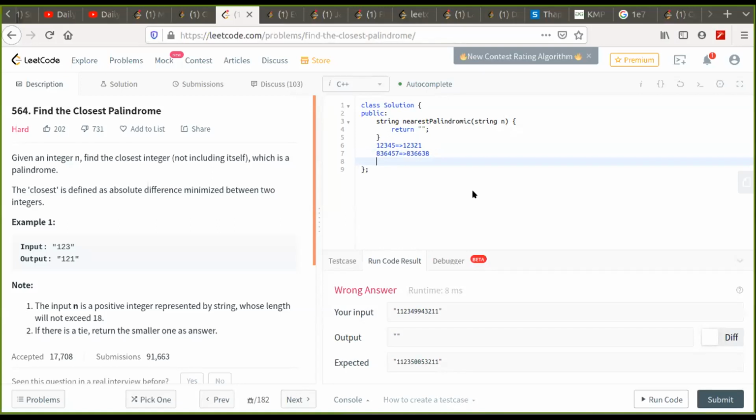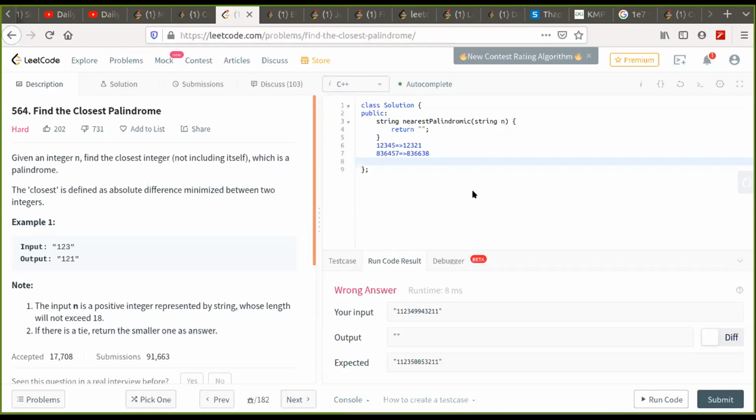One more question I had: should the palindrome number be greater than the input number, or lesser than the input number? It doesn't matter, as long as the difference between the palindrome number and the given number is minimum. If you have two cases, one larger and one smaller, we have to pick the smaller one in that case.